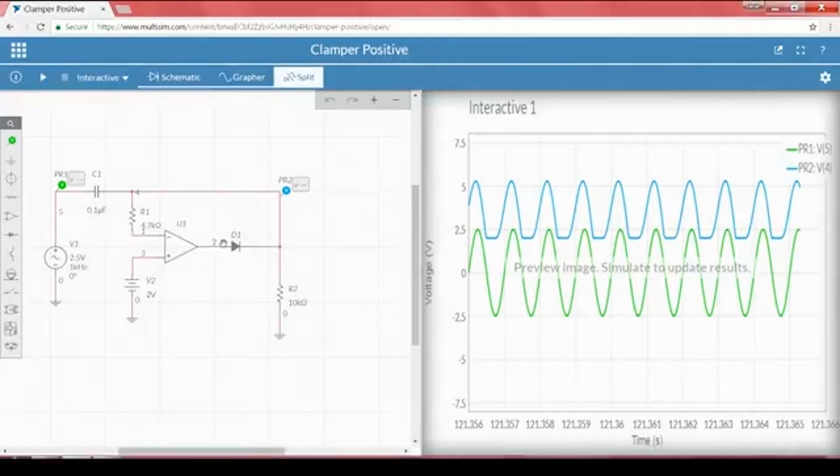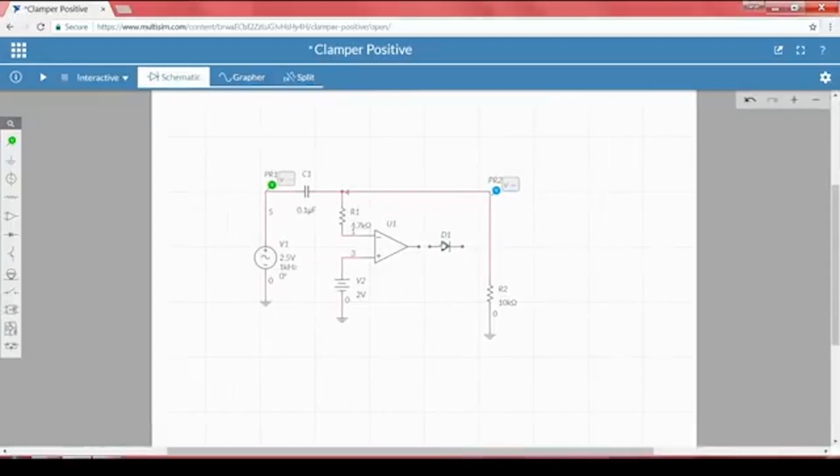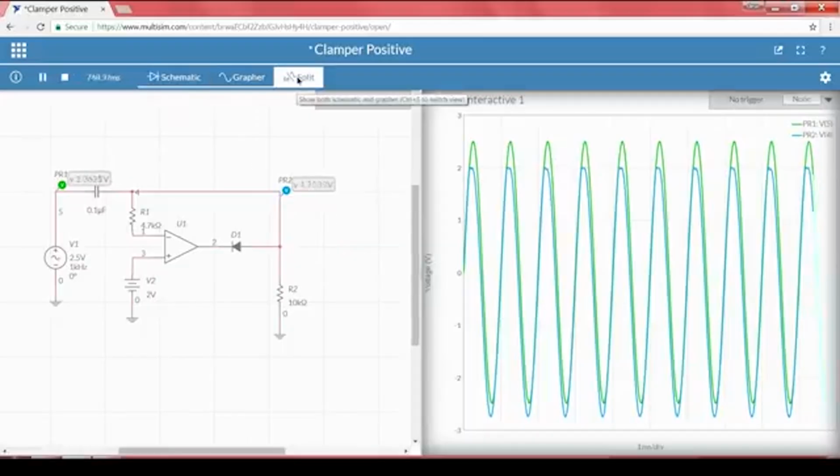So in the case of our positive clamper, the diode has to be reversed. That means the anode has to be connected to the output, whereas the cathode has to be connected to the output of the operational amplifier. Now if I run the circuit, we can see that depending upon the input voltage that we are applying, the complete signal has been shifted to the negative side.